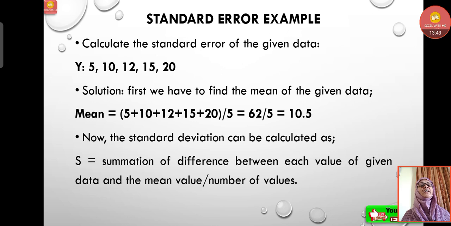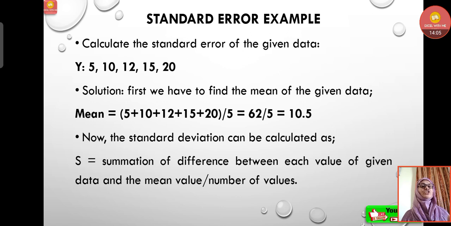Now let's see the example here, standard error example. Calculate the standard error of the given data y equal to 5, 10, 12, 15, 20. That is how many observations? 1, 2, 3, 4 and 5 observations, n equal to 5. Solution: first, we have to find the mean of the given data. Mean equal to, we have to add all the numbers divided by 5, that is 10.5 is our mean.